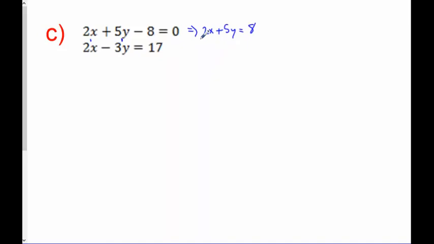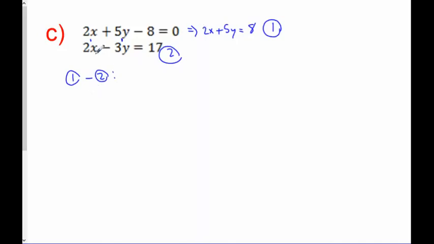Are we going to add or subtract? And the easy way to think about this is, well, which operation would eliminate x? If I did 2x plus 2x, that would be 4x. So I'm not going to have anything eliminated there. If I do 2x minus 2x, that would be 0x. So x would be eliminated. So I'm going to call this first one equation 1 and this one equation 2, and do equation 1 minus equation 2.